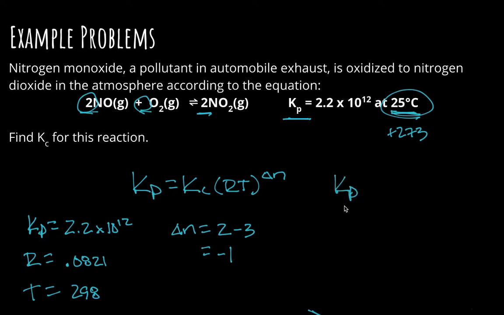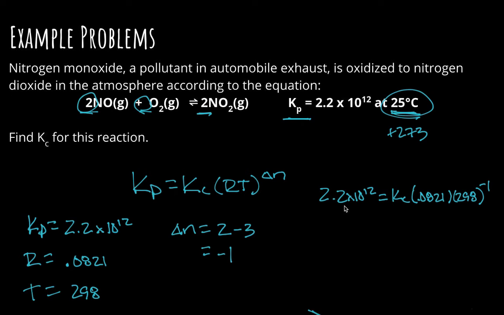Okay, so if I plug everything in here, Kp, I'm going to replace it with the value. So 2.2 times 10 to the 12th equals Kc times 0.0821 times 298, and I'm going to take all of that to the -1.